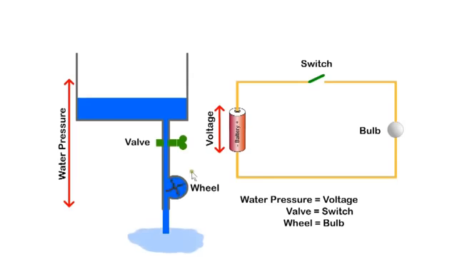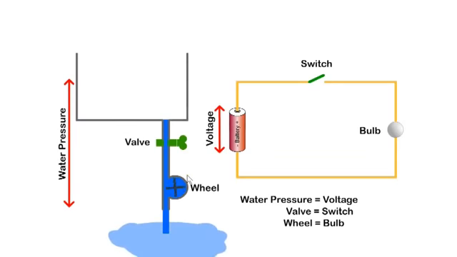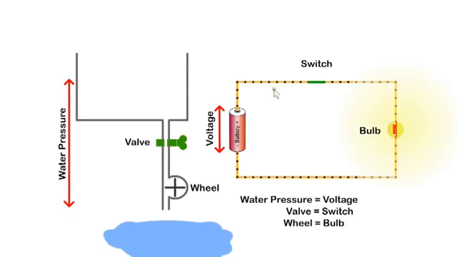The valve allows the water to flow, which turns the wheel. The switch provides a continuous path for the current to flow, and the resistance of the lamp produces heat and light. When the switch is opened, the circuit is broken and the current ceases to flow.